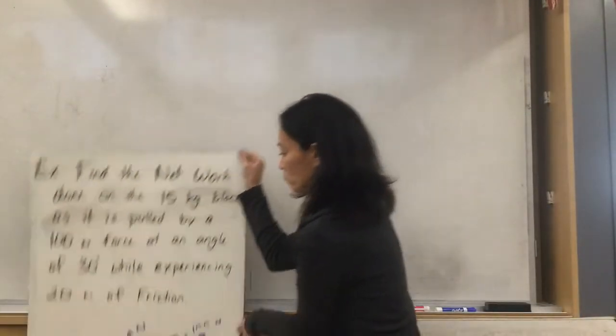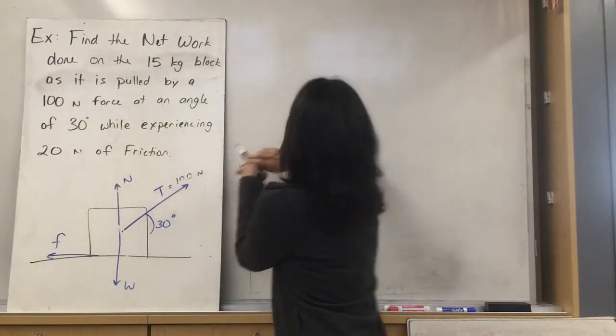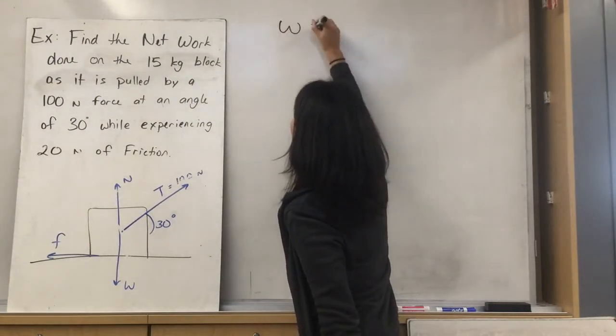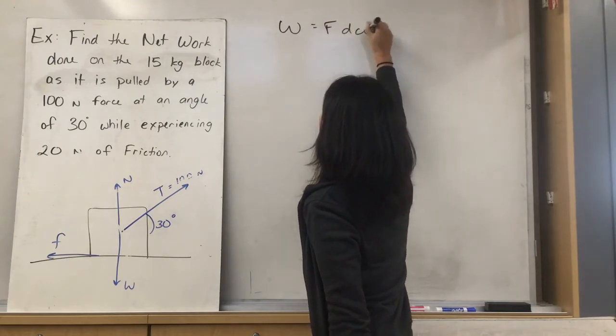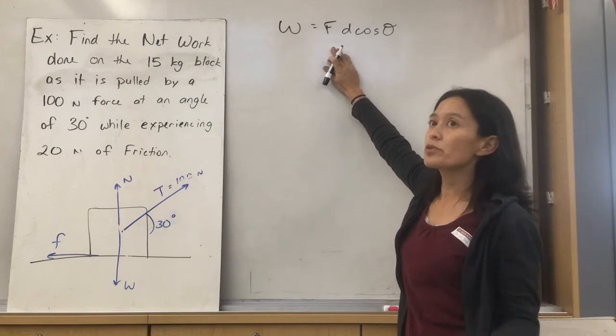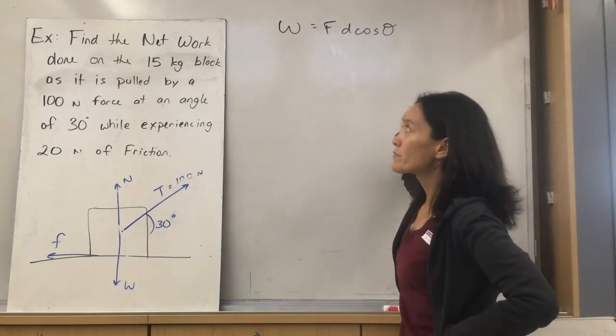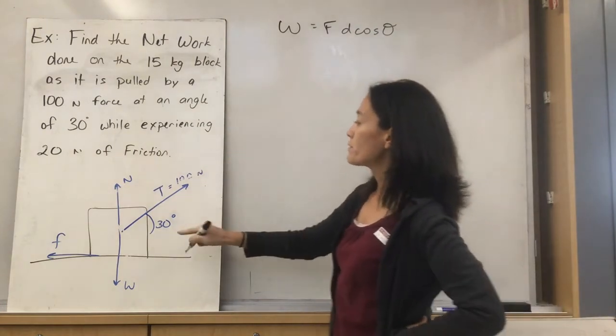So here's my problem. And here's my generic equation. Work is equal to F d cosine theta. And if this is a constant force, I don't need to think about the fact that this is an average value. So this problem says find the net work done on the 15 kilogram block.